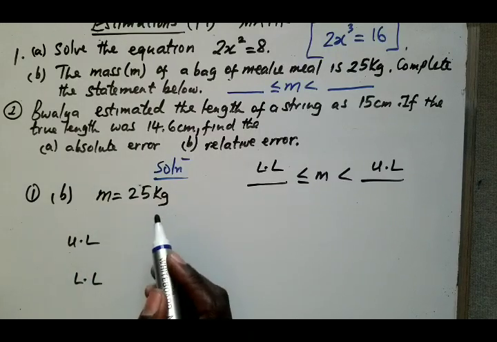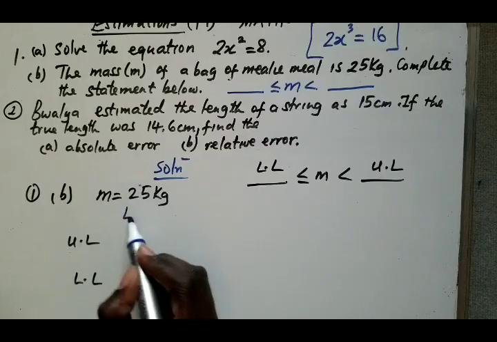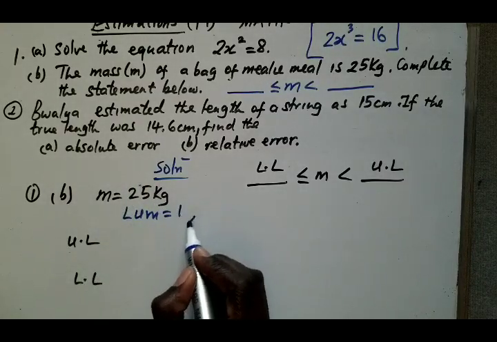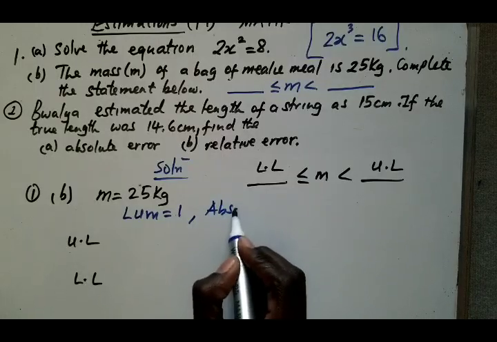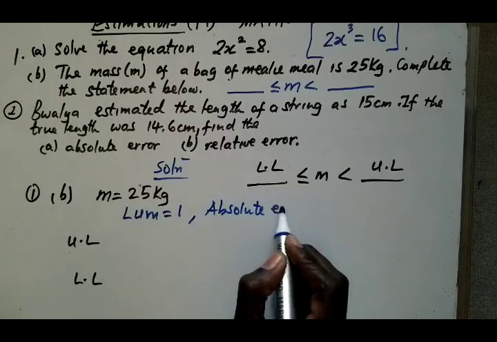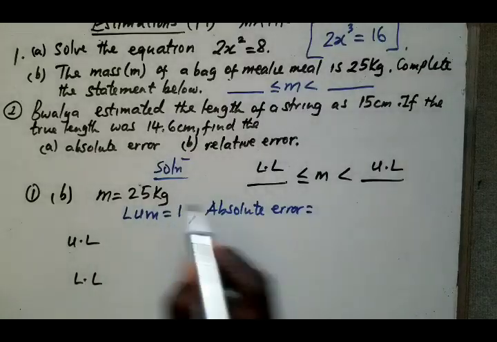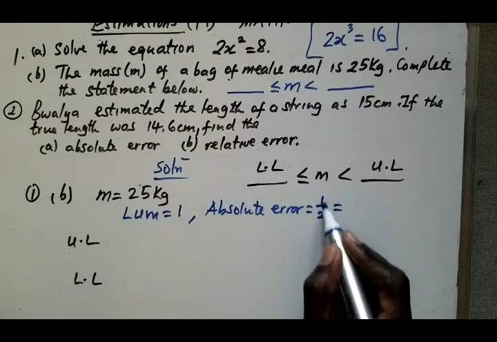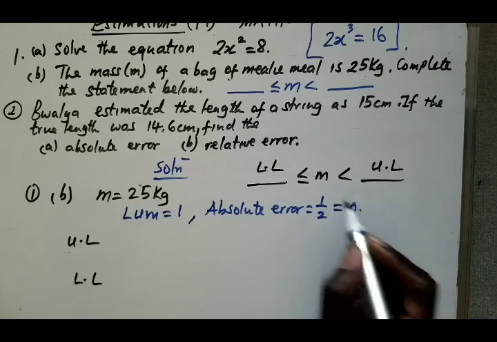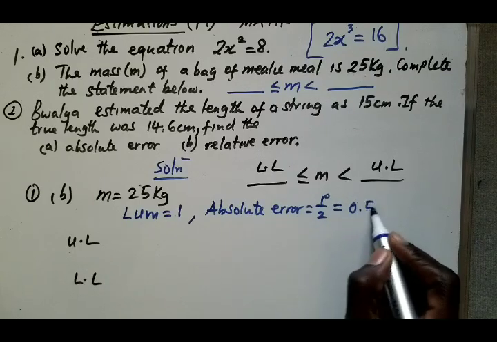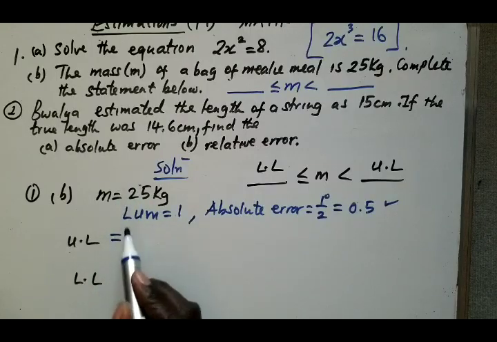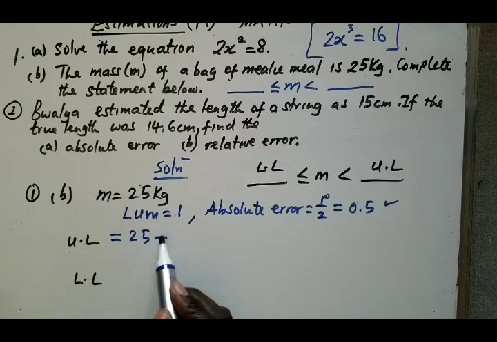So how do I find the upper and the lower limit? Remember, you need to find the least unit of measurement. For a whole number, we said it's 1, and this will help us find the absolute error. You get the least unit of measurement, 1, and divide by 2. 2 into 1 doesn't go, so write a 0 and a point. Add a 0: 2 into 10 is 5. So that is what we mean. Now for this mass, to get the upper limit, you take 25. Remember that mass now, let me just write it here.